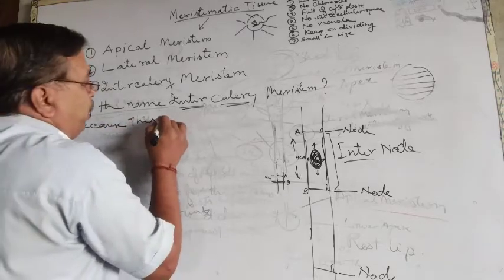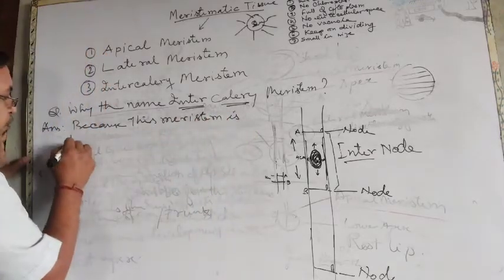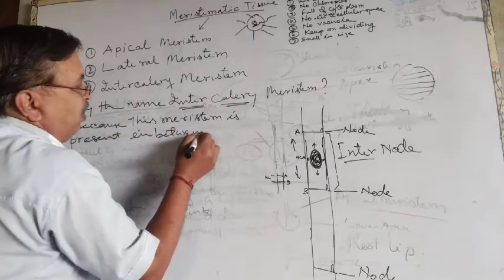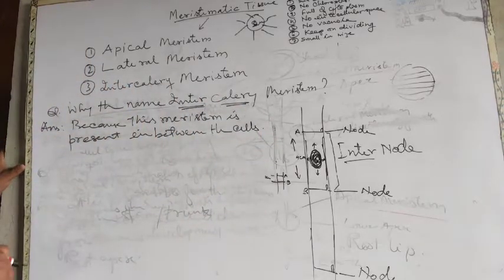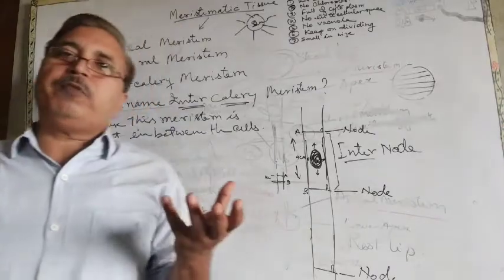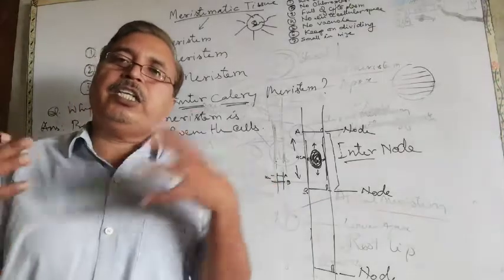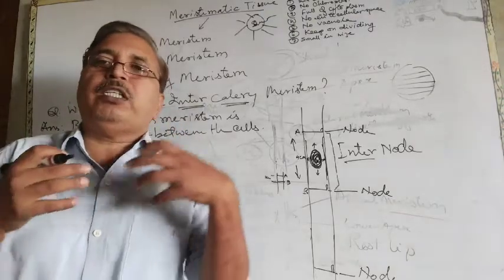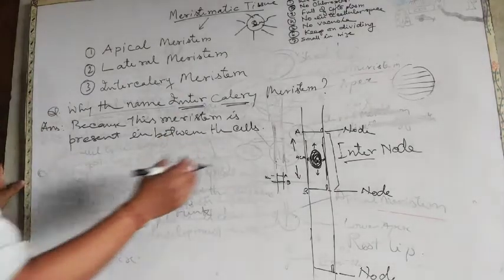this meristematic tissue is present in between the cells. So intercalary meristem is present in between the cells, and as I have told you the feature of meristematic tissues, they will keep on dividing. As they keep on dividing, their number multiplies and they need place to get accommodated. They need space so that they can accommodate themselves. So they are present in between the cells, and they keep on multiplying.